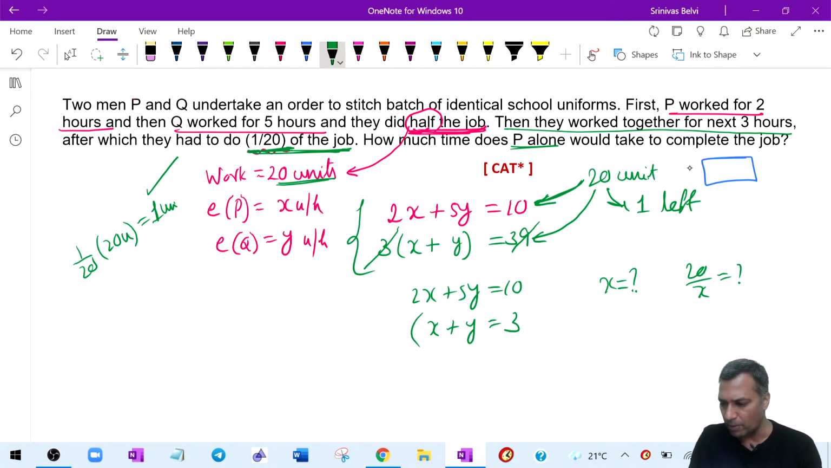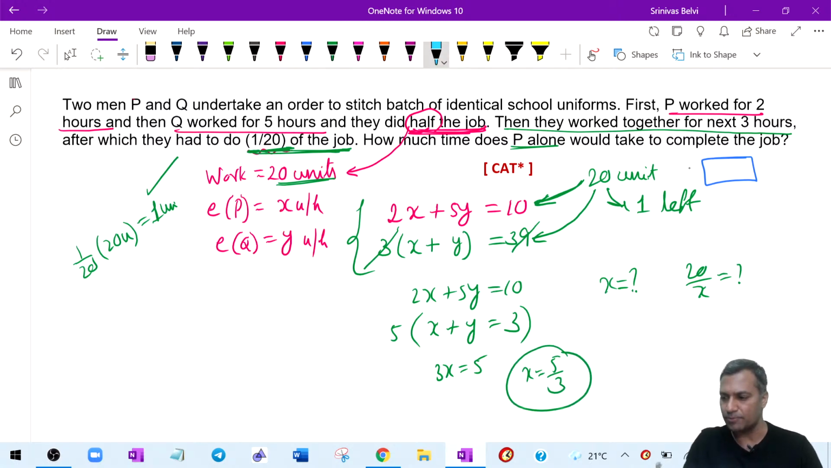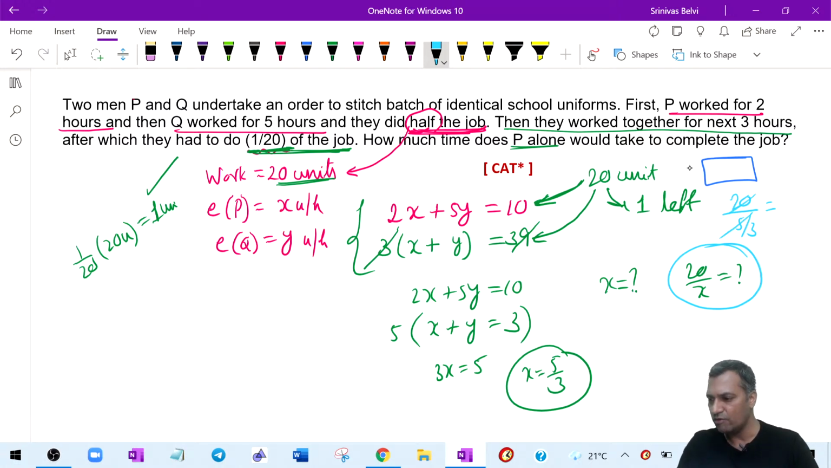Multiply this equation by 5. 5x plus 5y is equal to 15. Therefore 3x is equal to 5. You get the value of 3x is nothing but 5. Therefore x is equal to 5 by 3. Come back, substitute it here. Therefore 20 divided by 5 by 3. Alright, that is what you are trying to do. 5 into 4 times 3, 12. He will take 12 hours to complete this particular job.